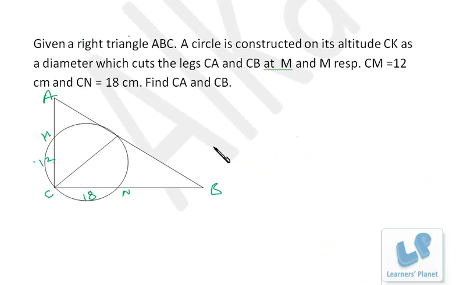Now let's see this problem. Given a right angle triangle ABC, a circle is constructed on its altitude CK as diameter, which cuts the legs CA and CB at M and N. CM is 12, CN is 18. Find CA and CB. Now this is 90-degree angle. Okay.